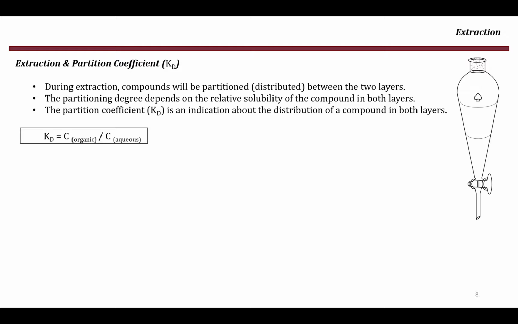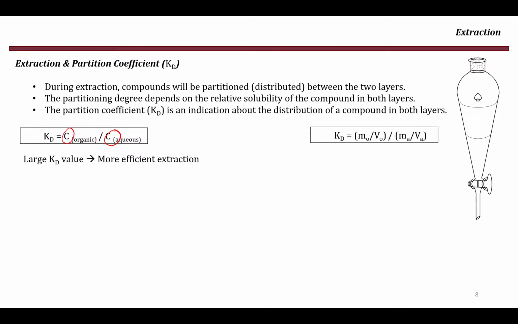So we can divide milligrams per milliliter, or we can use grams per milliliter. As long as the unit for this one here and this one here are the same, units are not important in this case. The larger the KD value is, the more efficient the extraction. So whenever you are asked to choose the best solvent for a certain extraction, try to look at the KD value. The higher the KD value is, the more efficient your extraction will be.